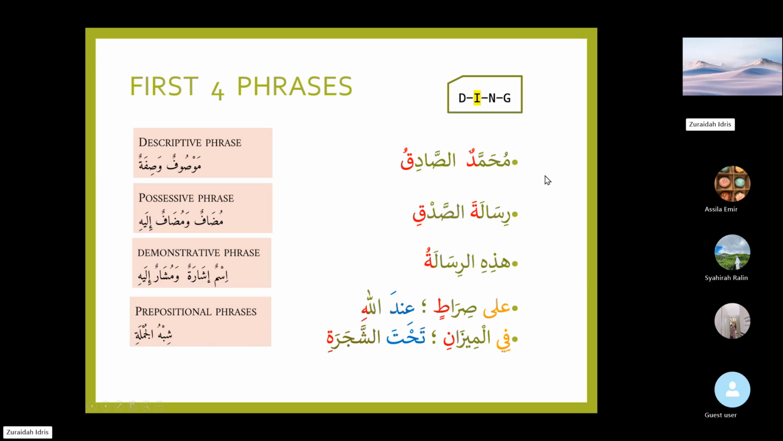Now, I just want to mention something about these two. They are very much alike. Why do I say this? Muhammadun as-Sadiq, hazihi ar-Risala. Why do I say they are alike? Sister Rali, why do you think I said they are alike? Muhammadun as-Sadiqu and hazihi Risala. Descriptive phrase and demonstrative phrase. Why do I say that they are alike?